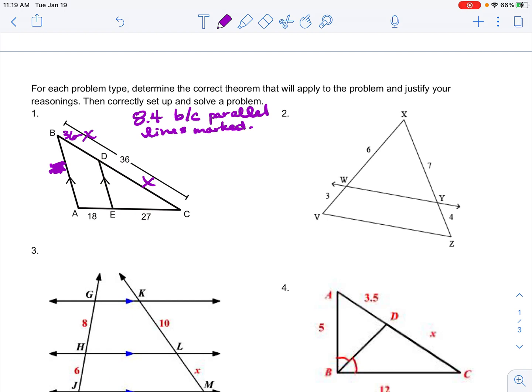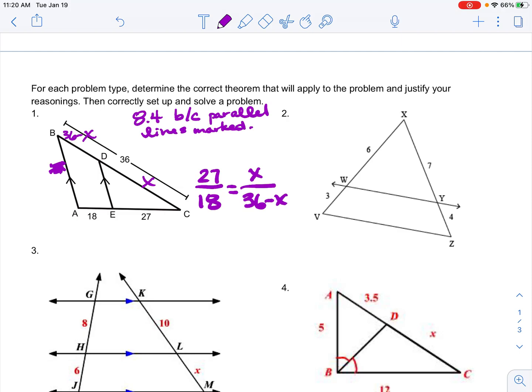So all I want you to do is set up the proportion. That means that 27 over 18 is equal to x over 36 minus x. And then you should be able to solve that proportion.